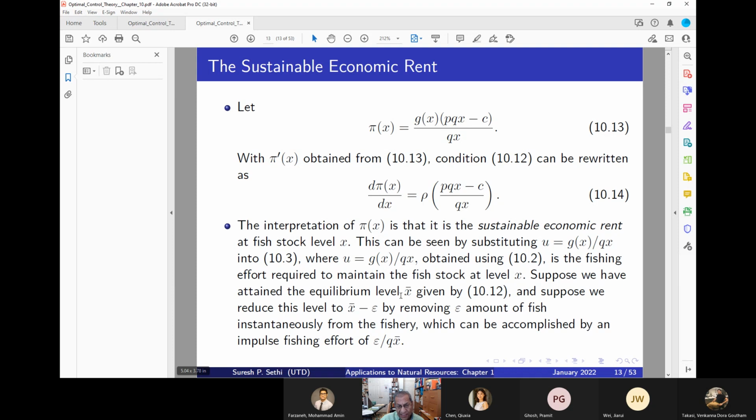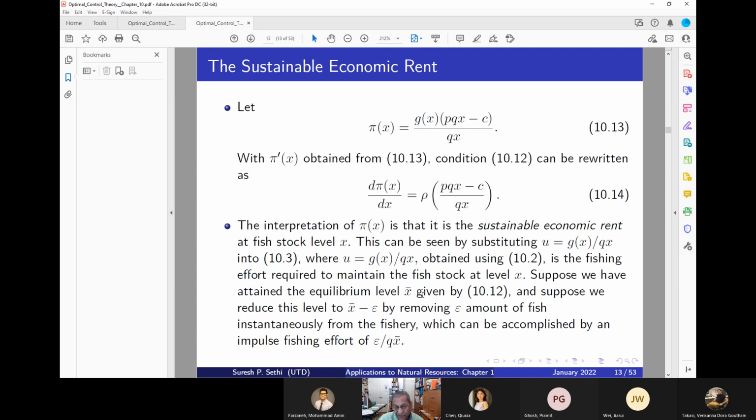Suppose we have attained this equilibrium level x bar, and suppose we reduce the level x bar to x bar minus epsilon by removing epsilon amount of fish instantaneously from the fishery. So what we're trying to do is have x bar as a biomass, and then we just take a shovel and remove the fish instantaneously, epsilon amount of fish. If you take that out, then the biomass is x bar minus epsilon.